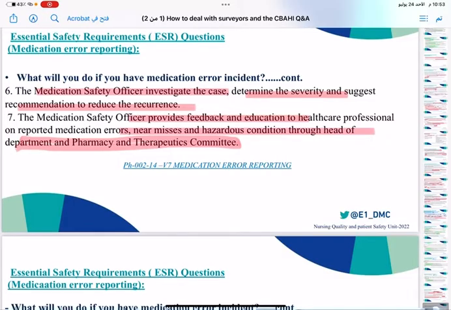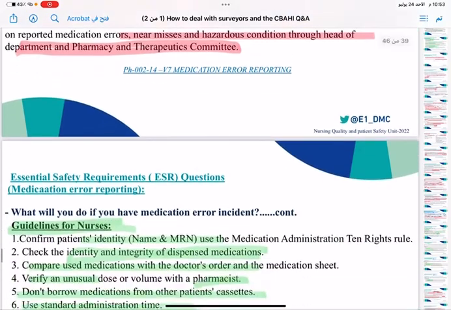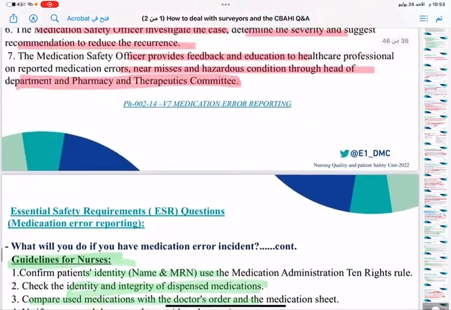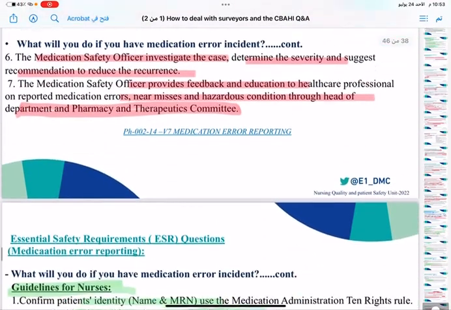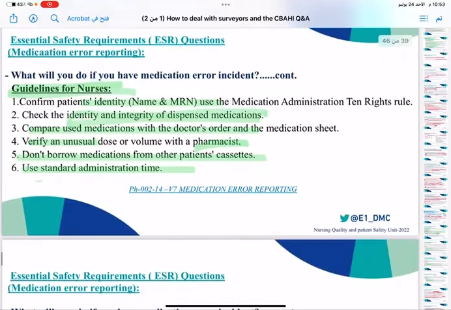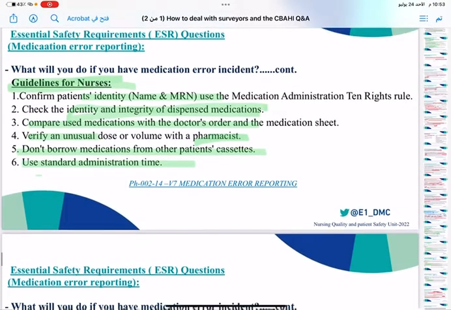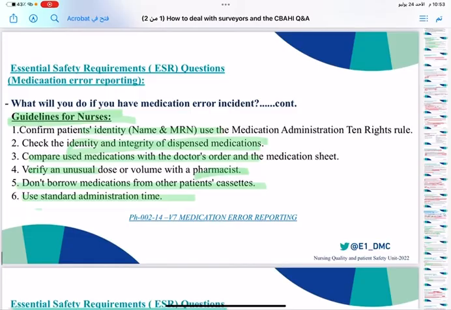For educational purposes to the healthcare professionals or to the nurse, okay? And to prevent the near-miss hazardous condition again, okay? So it's very important to make that report, and the feedback is very important from the group of the medication safety officers so that you can take the action. So mainly when you are giving this type of medication, to prevent the errors, you follow the guidelines.